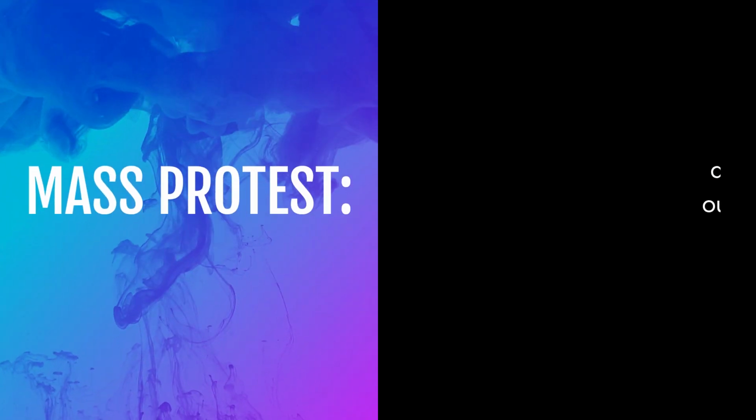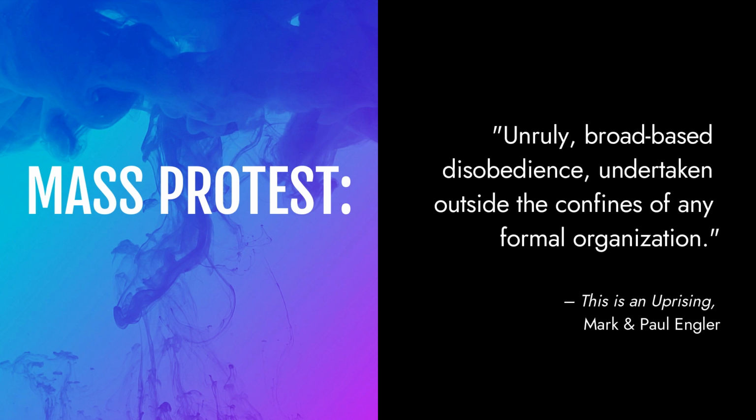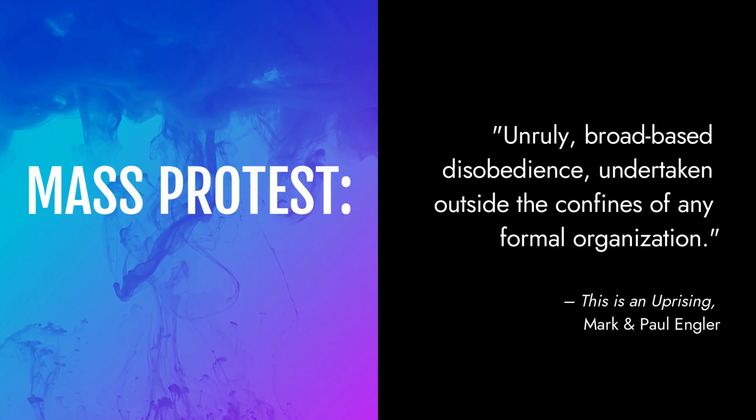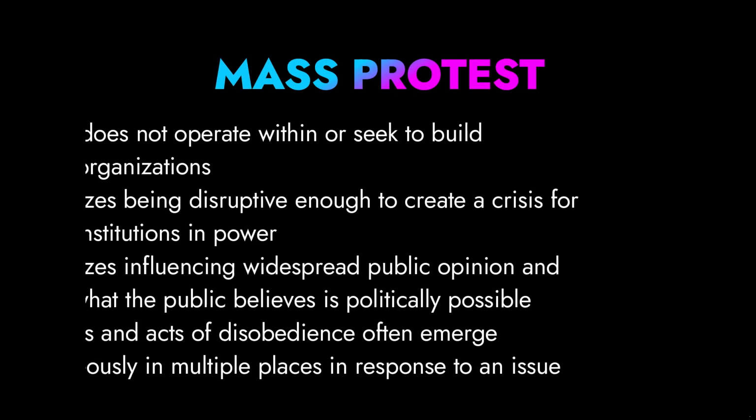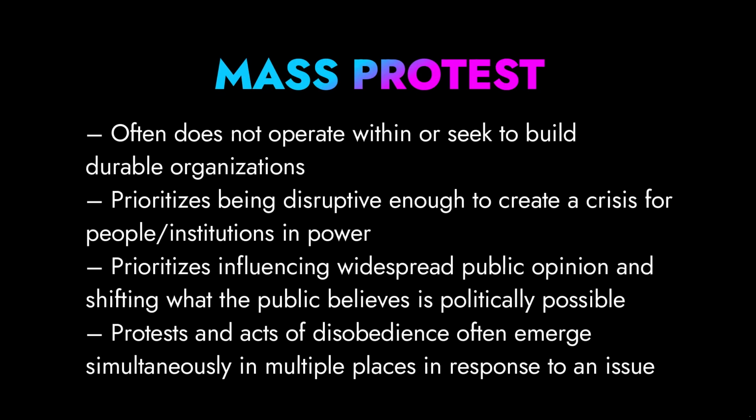To quote a great book called This is an Uprising by Mark and Paul Engler, mass protest is defined by unruly, broad-based disobedience, undertaken outside the confines of any formal organization. So unlike community organizing, mass protest doesn't usually operate within or seek to build durable organizations. Instead, mass protest prioritizes being disruptive enough to create a crisis for people and institutions in power, influencing widespread public opinion and shifting what the public believes is politically possible.